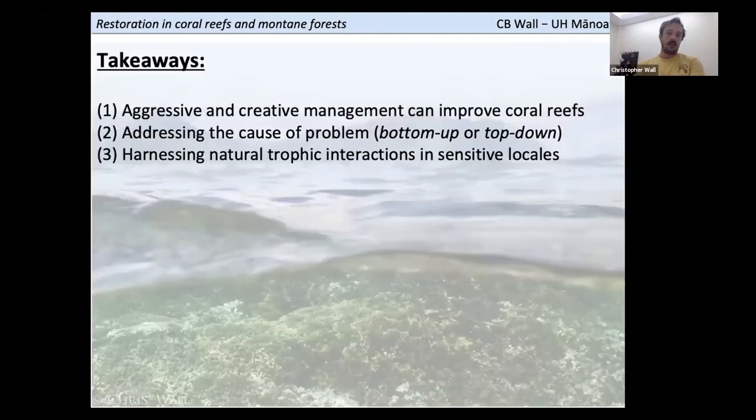So just taking away the messages from this section, these aggressive and creative management solutions can really help improve coral reefs. And we address the problem, the bottom up and top down, in this case, protecting herbivores and mitigating nutrient pollution, that together can help solve these problems. And then using maybe the trophic interactions that are really important to regulate these problematic species like macroalgae can be really important for coral reefs in general.